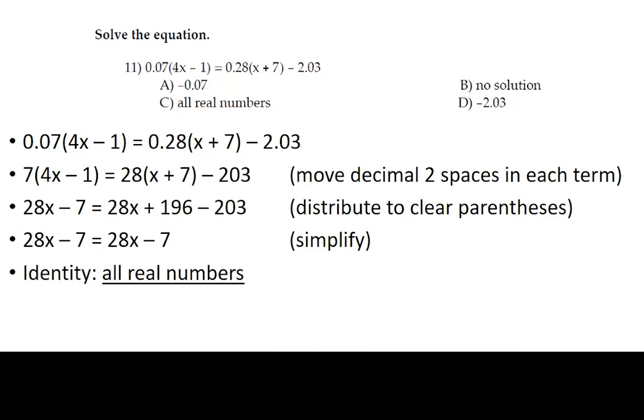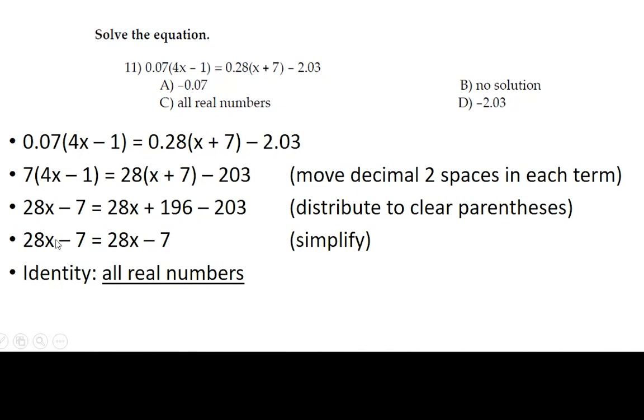Distribute to clear those parentheses on the left and on the right. On the left, 7 times 4x is 28x. 7 times negative 1 is minus 7. On the right, 28 times x is 28x. 28 times positive 7 is positive 196. I used a calculator to get that. Bring down the minus 203. Simplify on the right. Positive 196 minus 203 is negative 7.